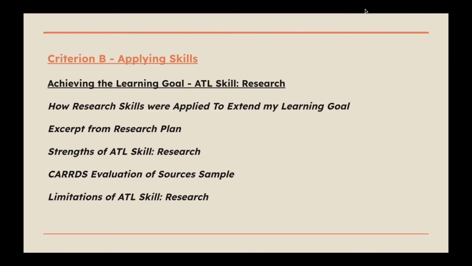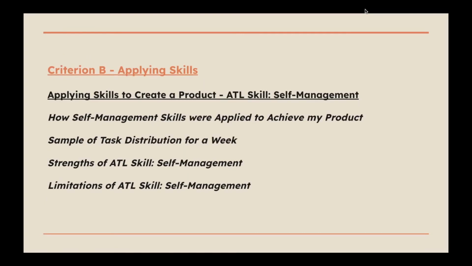So for whatever skill you give, you have to provide some sort of evidence, which I chose to do through the excerpt from the research plan, as well as the card's evaluation of sources. And the second skill that I chose, which is applying skills to create the product, is self-management skills. So how these skills were applied to achieve my product, and a sample of task distribution for a week, which is how I chose to show that I utilize self-management skills, and strengths of using the ATL skill self-management, as well as limitations to using that skill.